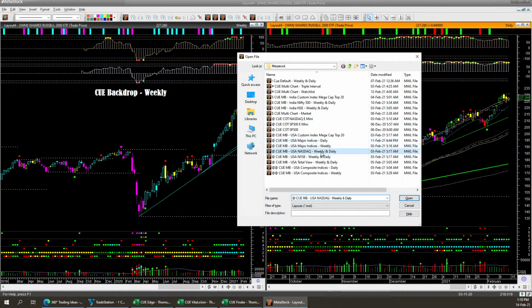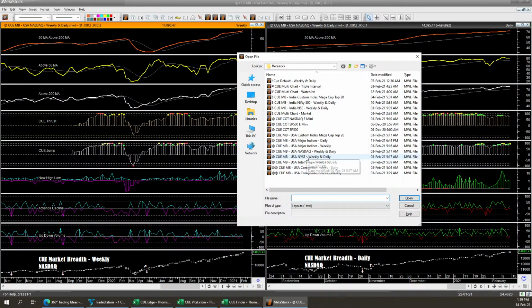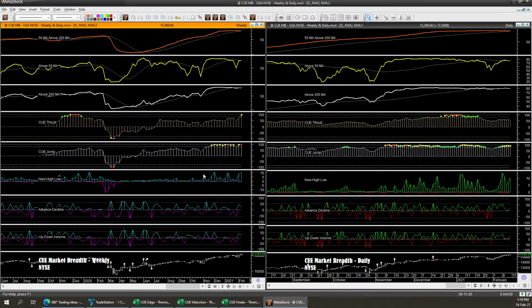If we look at the Nasdaq internals, this is the whole of the exchange. The advanced decline up down volume is showing some weakness in the weekly. The Nasdaq exchange, that is the composite as a whole, is also showing the red hot overheated condition for thrust and jump. And if I look at NYSE composite, here we don't have the red hot condition so much as Nasdaq. There is some weakness, not so much as Nasdaq in terms of advanced decline up down volume.